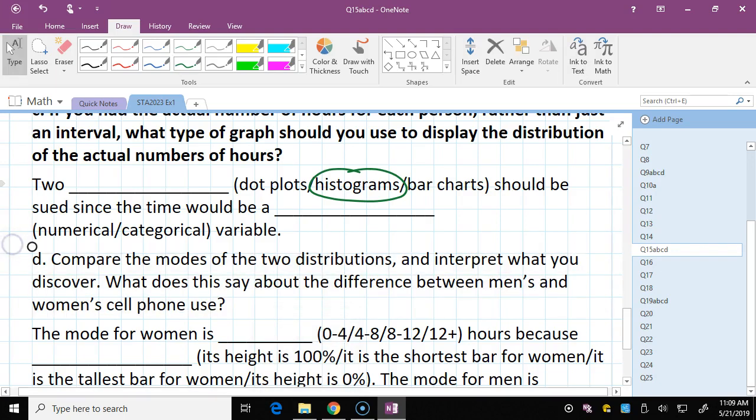Because again, remember, if you have a ton of data, you've got to put a dot for each one of those data points. But in the histogram, it's just making a bar for the frequency. Cool beans? So the histogram should be used, since the time would be a numerical variable now. That's when you're numerical, because you're not placing yourself into a category anymore. You are telling me, oh, I'm Miguel and I slept 6 hours. Okay? So we're not placing you into a certain range.